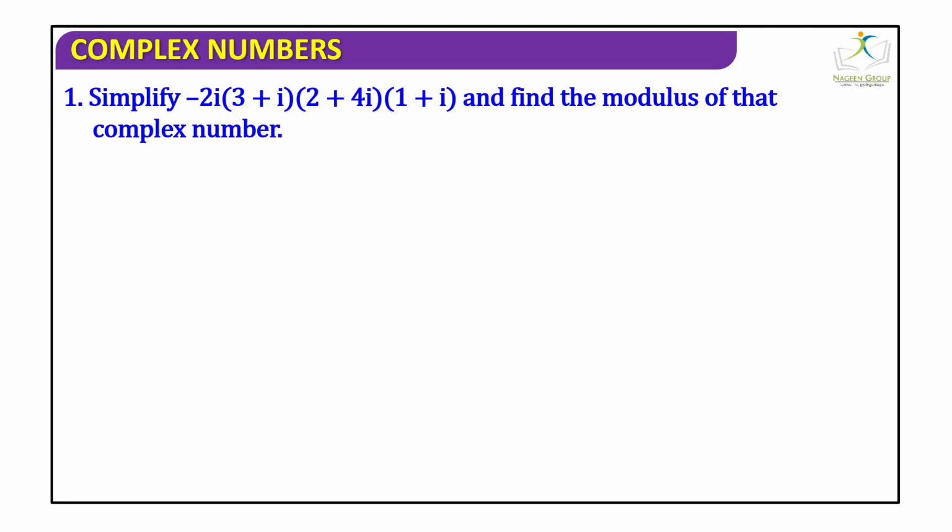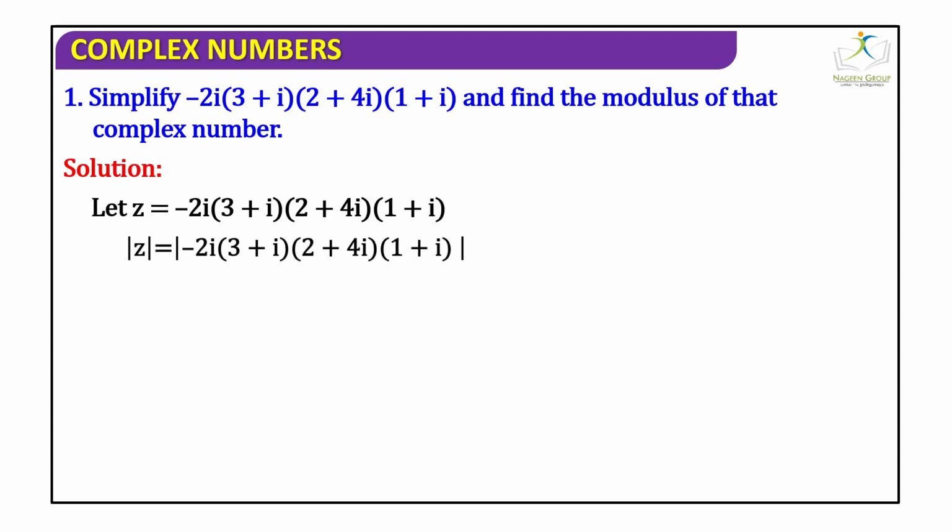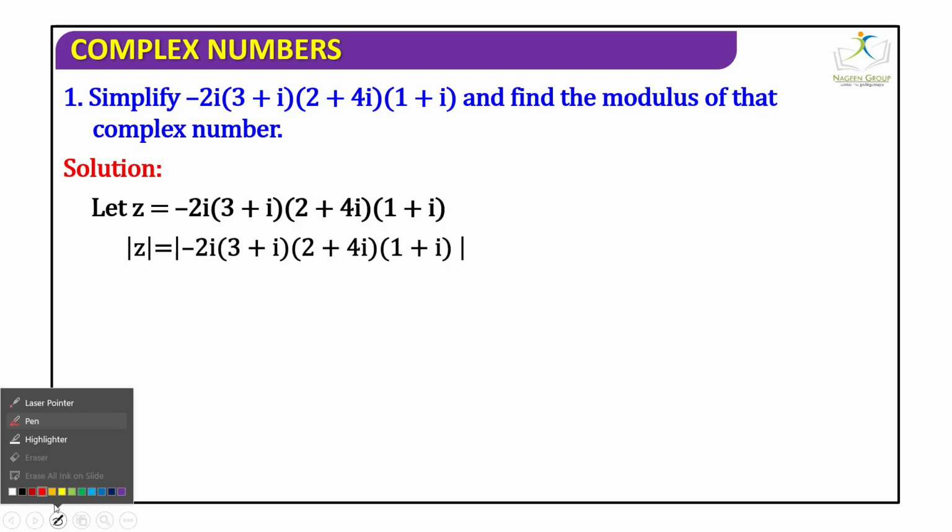So first question in front of you: simplify minus 2 iota into 3 plus iota into 2 plus 4 iota into 1 plus iota and find the modulus of that complex number. So students, here z is given to you, right? And we need to find out the modulus. So first of all, just understand the properties.